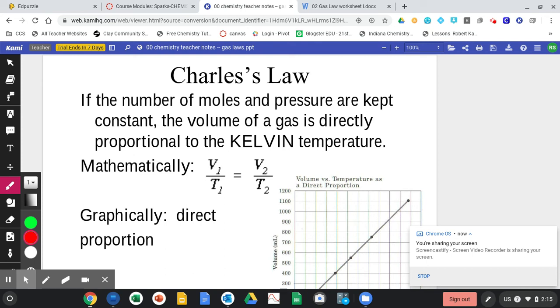Hello, today we are going to take a look at Charles' law. So yesterday, or the day before, was Boyle's law, and we learned that pressure and volume are inversely proportional. Today we're going to keep the moles and pressure constant and only talk about changing the two variables of volume and temperature. Charles' law says that the volume of a gas is directly proportional to the Kelvin temperature. That means all temperatures must be in Kelvin to work these problems.